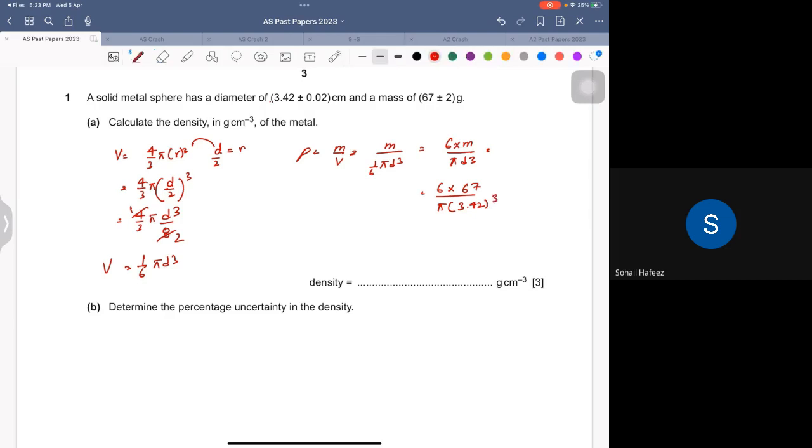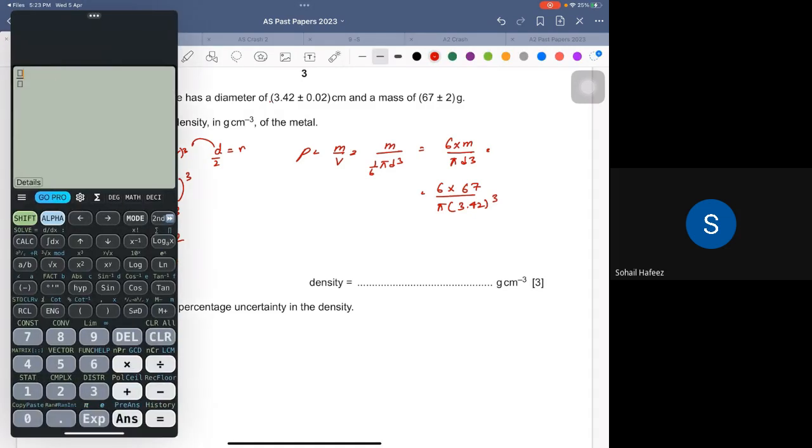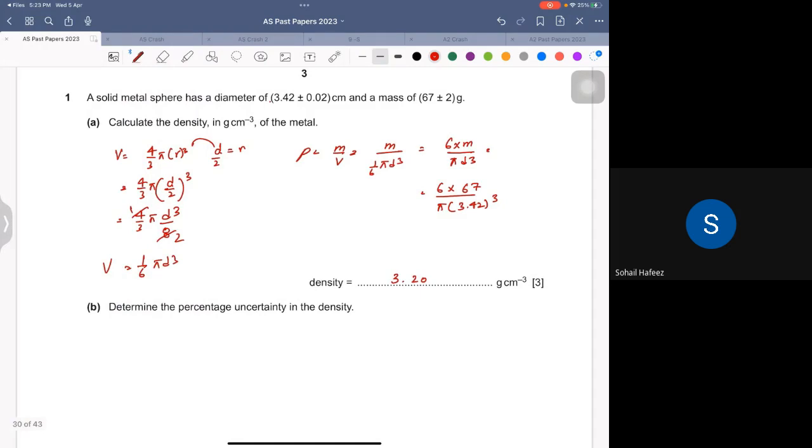Okay, so I'm gonna use my calculator now. 6 into 67 divided by shift pi times 3.42 cube. So I'm getting the density as 3.20. Okay, now what you're going to do is, it says determine the percentage uncertainty. So when you're doing this, because you have diameter and you have mass, the best thing is that you're going to use this formula.